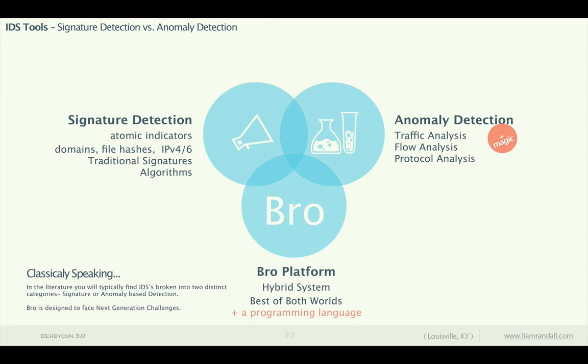So the system that I spend a lot of time working on is called the Bro platform, and it is essentially a hybrid platform that offers the best of both worlds, but more importantly, it includes this very powerful programming language that is what really separates it from everything else that seems to be out on the market today. And we really try to focus on that area where we can bring together all of this unique intelligence. So seriously, what is Bro?